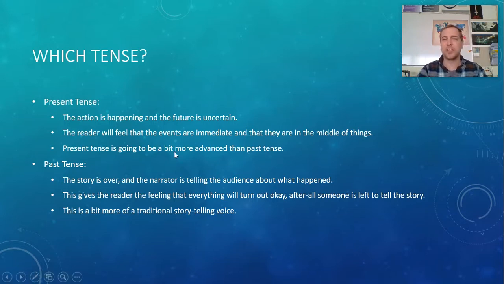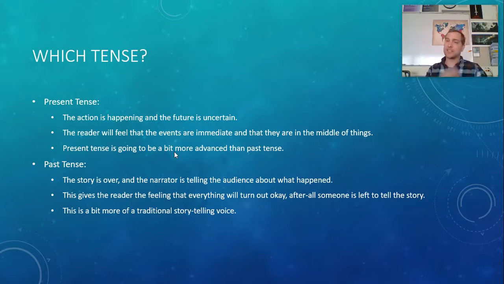And the present tense is going to be a little bit more advanced than the past tense. I'm not going to lie to you. It's harder to do the present tense right. You need a little bit more experience to do the present tense well. I'm not saying don't do it if you really want to do it, but it's going to be a little bit more difficult for beginning writers.